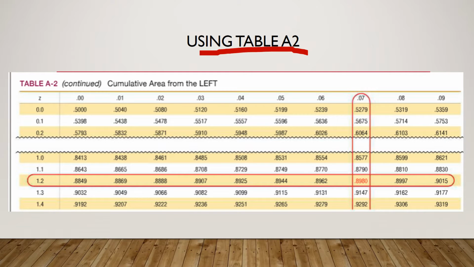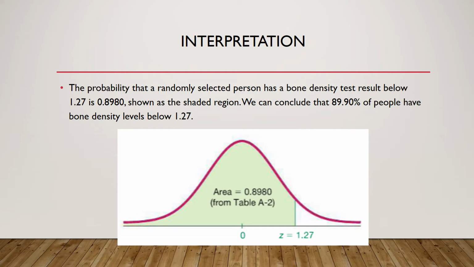Using table A2 in the book, we find the first two numbers, 1.2, on our chart. And then we'll come over here to the top and find in the hundredths place the 7. Bring it on down, where they meet, we have 0.8980. So we can conclude that the probability that a randomly selected person has a bone density test result below 1.27 is 0.8980, shown as the shaded region. We can conclude that 89.9% of people have bone density levels below 1.27.